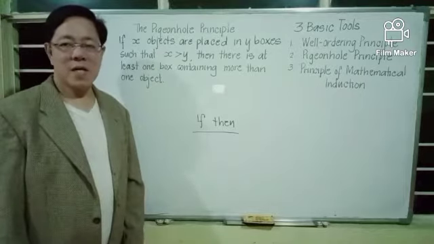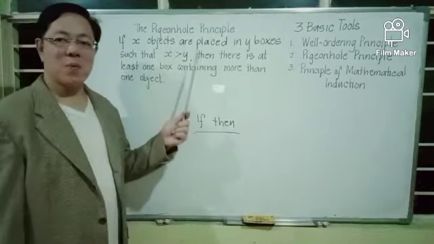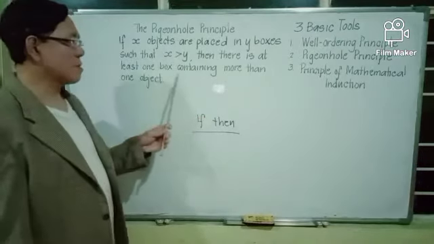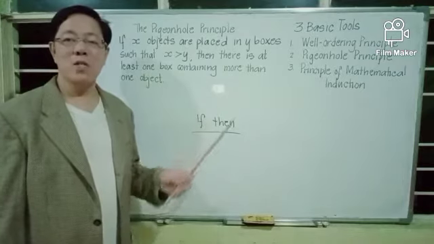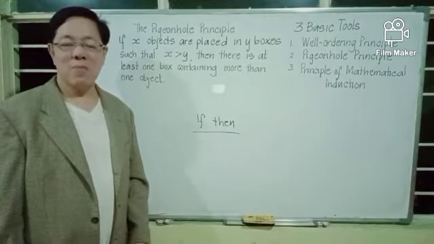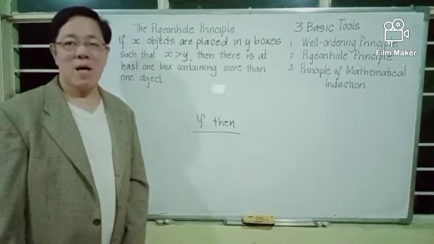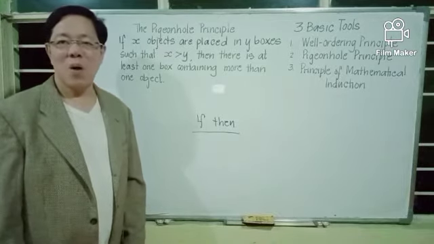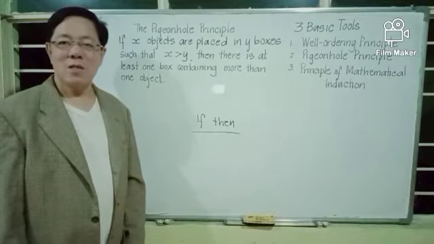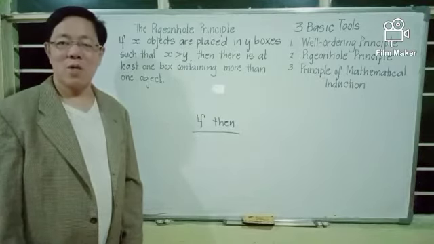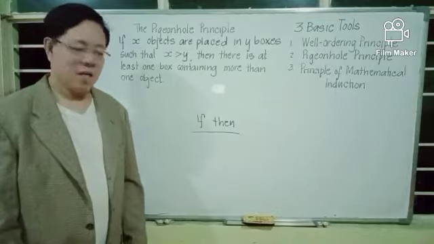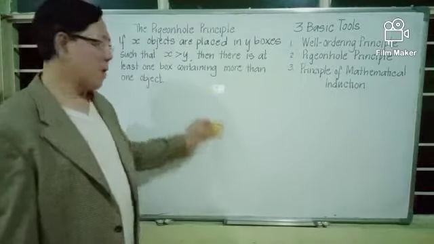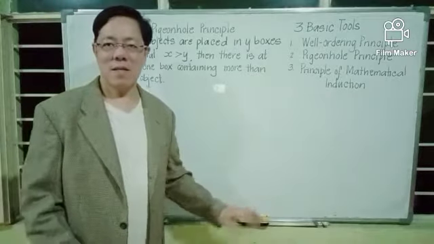If that is the case, then the Pigeonhole Principle concludes that there is at least one box that contains more than one object. Because the number of objects to be placed in the boxes is more than the number of boxes, the Pigeonhole Principle says that there will be at least one box that will contain more than one object.